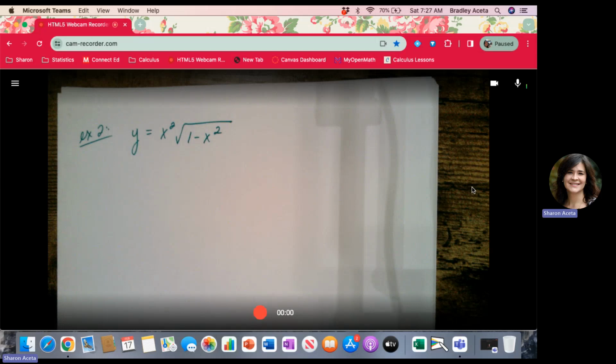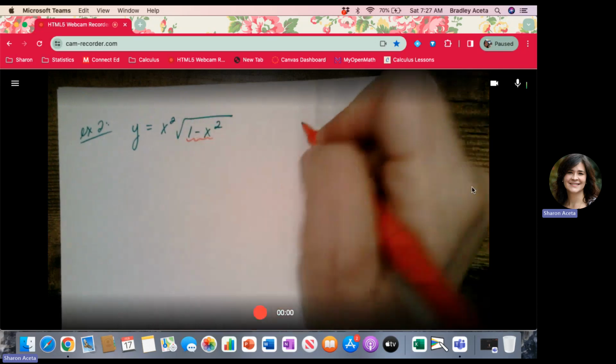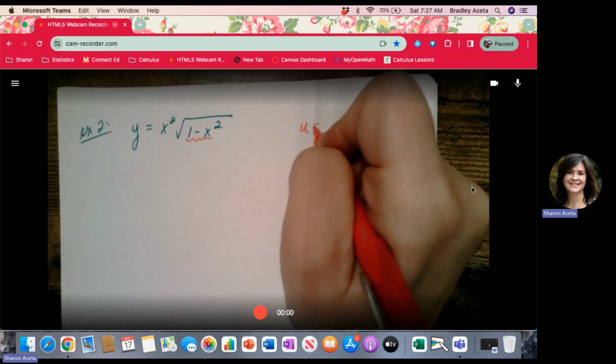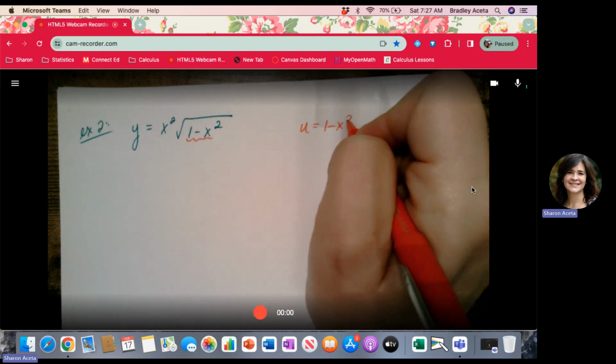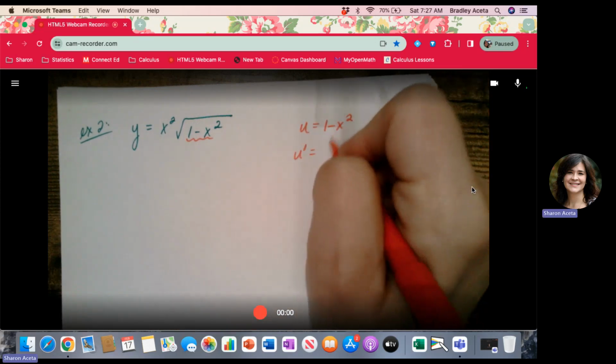y equals x squared times the square root of 1 minus x squared. Okay, so again, this is a u problem. Anything of these complicated powers with roots and anything like that, we need to do some chain rule. So this is going to be my u, what's underneath the square root. 1 minus x squared. Might as well take a derivative of that while I'm here because that's pretty easy. So that'd be negative 2x.